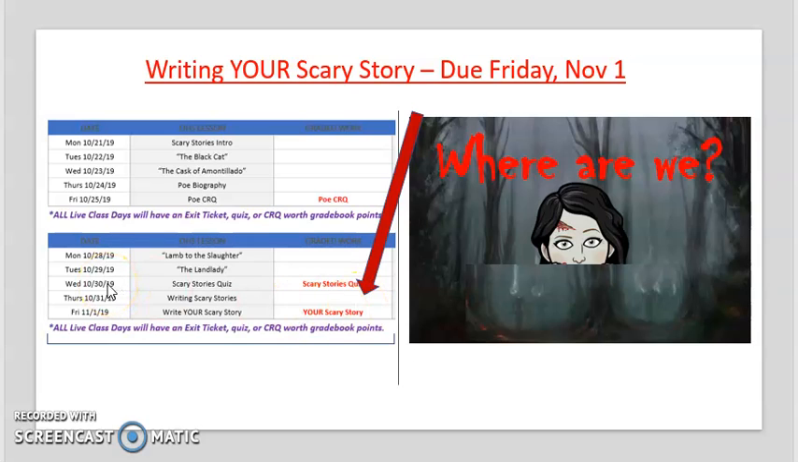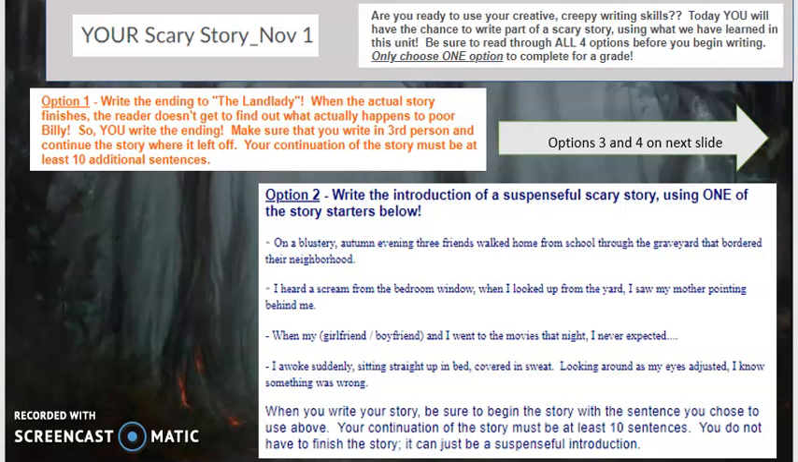You can find the instructions for this assignment in your course page on both Thursday the 31st and Friday, November 1st as well. So I'm going to go ahead and read through the instructions for you and give a brief explanation. Are you ready to use your creative, creepy writing skills?